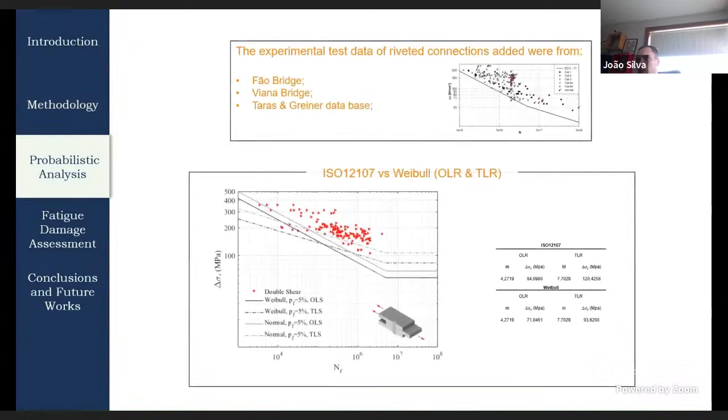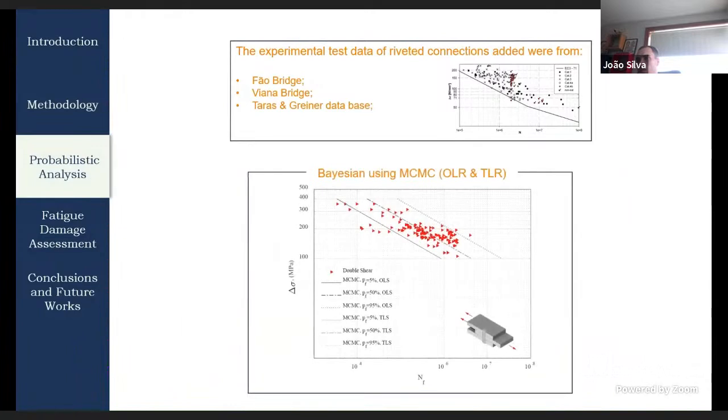So now with more data, in this case I have experimental test data of other double-shear riveted connections, such as data from the Fão bridge and from another bridge, both located in Portugal, and data from the Tarzan database. Here we have the curves of the Weibull and the normal distribution using the two types of regression, and we can see one more time that the ordinary least squares is more conservative, and comparing the two distributions, the Weibull distribution presents more conservative results. Using this time the Bayesian approach with the two types of regression, the result shows very similar curves.